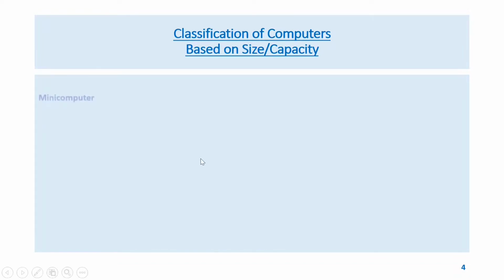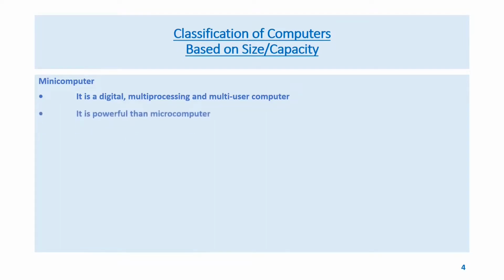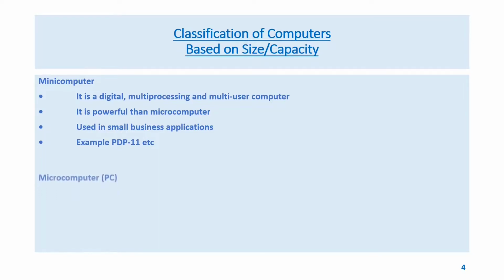Based on size or capacity, the next is mini computer. Mini computer is a digital multiprocessing and multi-user computer. It is more powerful than microcomputer, used in small business applications. An example of mini computer is PDP-11, and there are other examples.